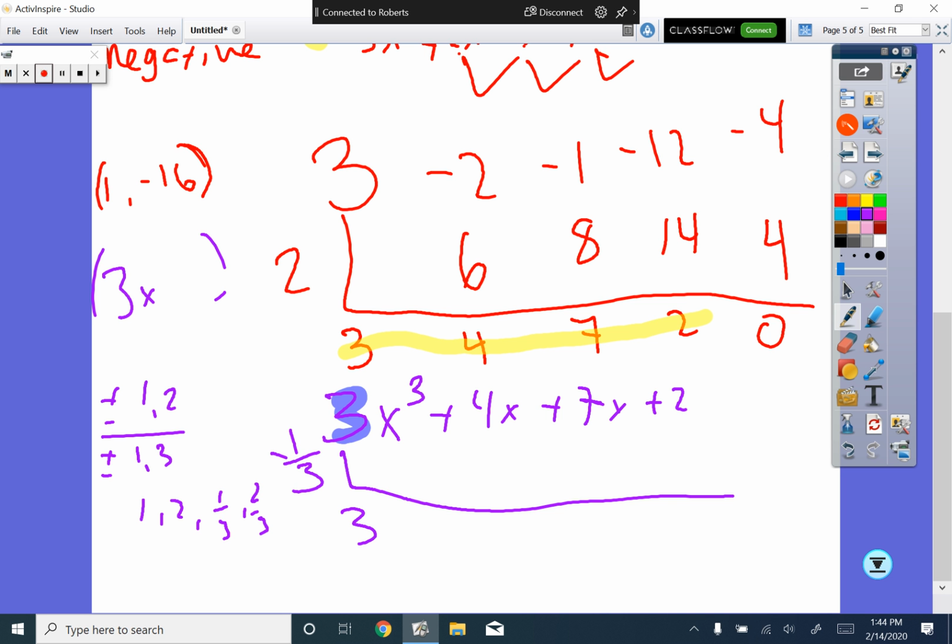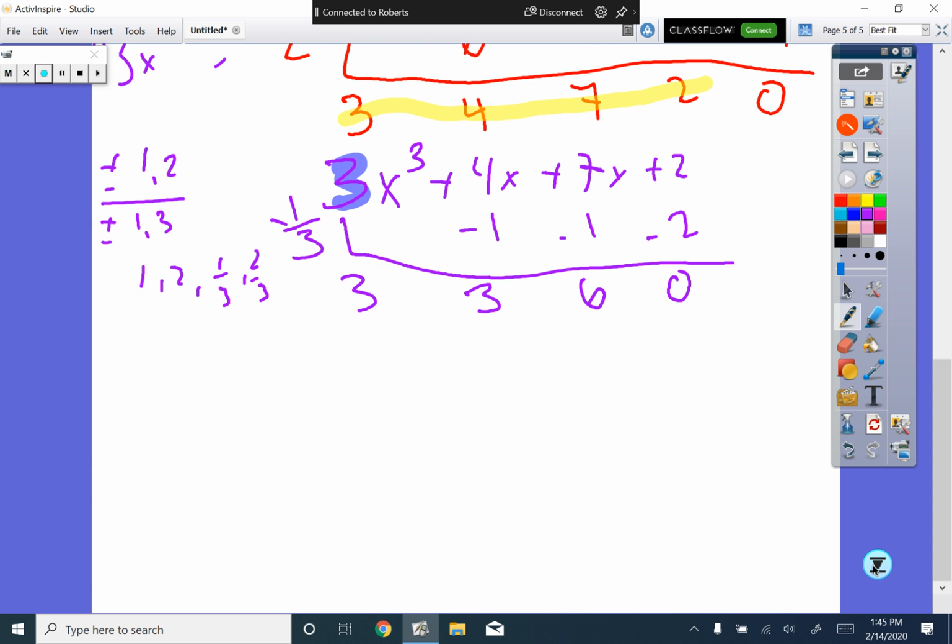So here's 3. -1/3 times 3 is -1. That's 3. -1/3 times 3 is 1 again. -1. That's a 6. -1/3 times 6. That's a -2. We are lucky people today. Last time, remember us trying to find that 1? We're picking nice ones today.